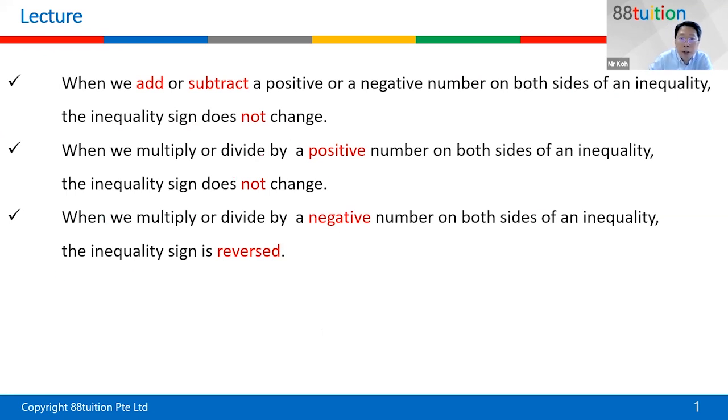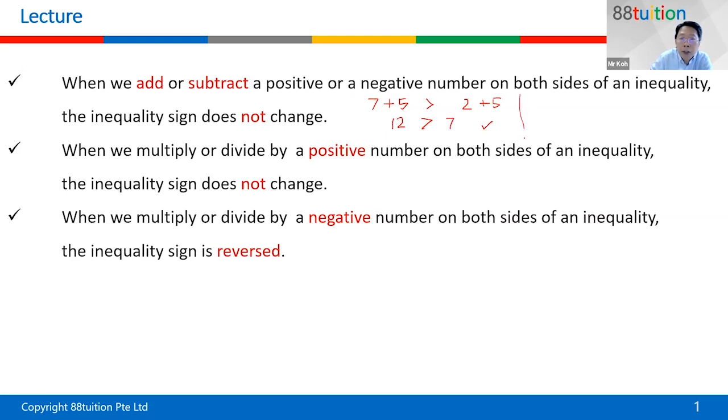Let's say we have, let me just quickly write down, a very obvious number, 7. Obviously, 7 will be greater than 2. Now, I'm going to add a positive number. Let's say I'm going to add 5 on both sides of the inequality. So it's still valid. This is going to be 12, which is still greater than 7.